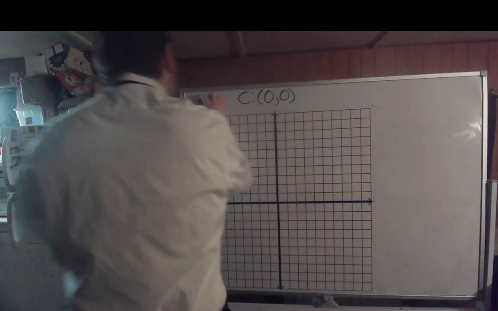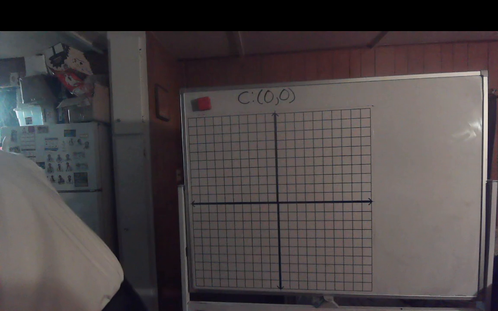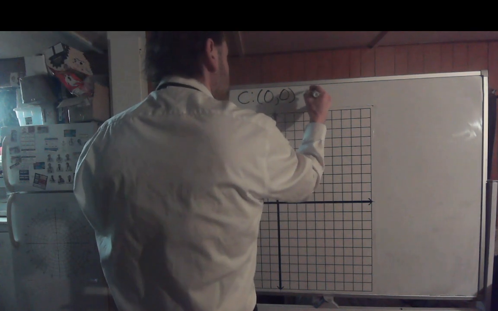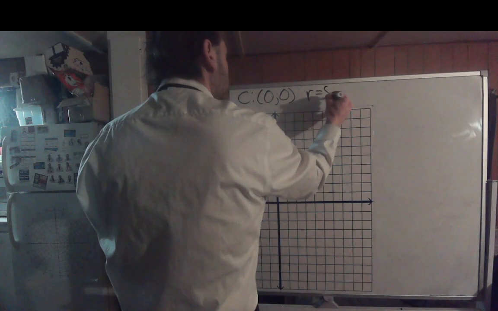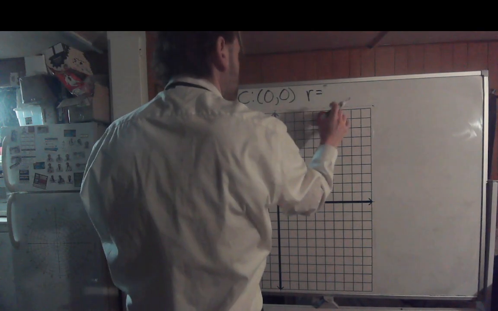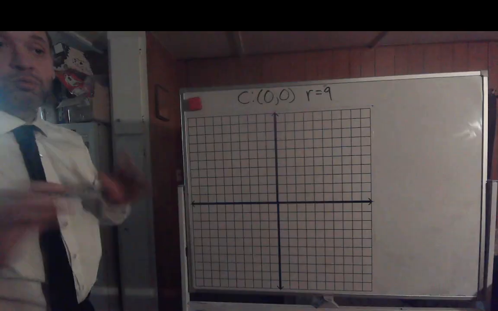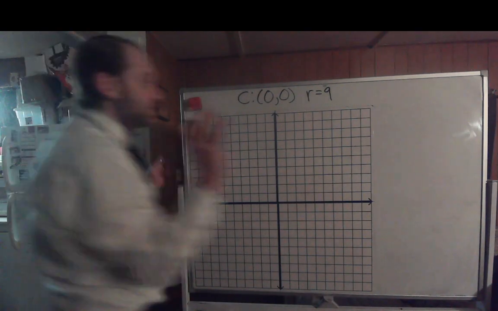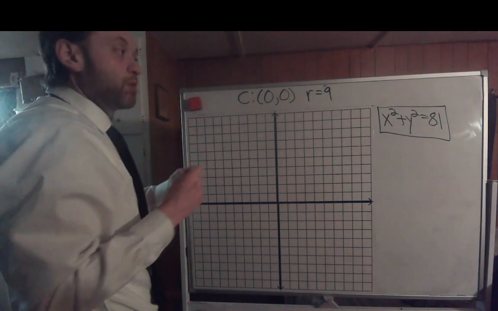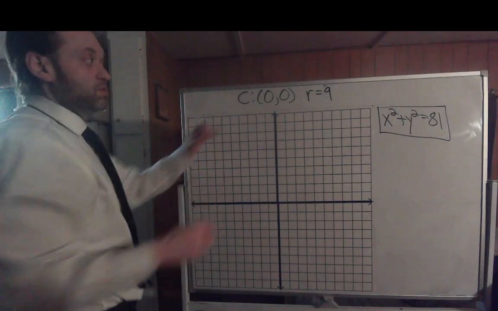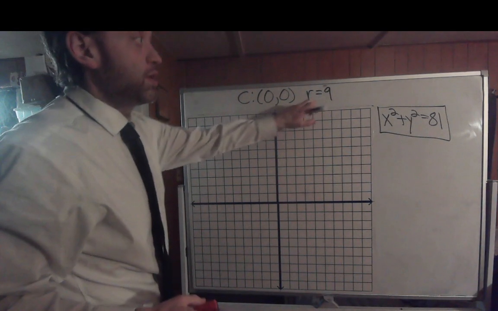Let's do one more with the origin. So the center is at 0, 0, but the radius is 9. Okay, so you're still going to have x squared plus y squared would actually equal that 9 squared, which is 81. So the equation you should get would be x squared plus y squared equals 81 for a circle with a center at 0, 0 and a radius of 9.